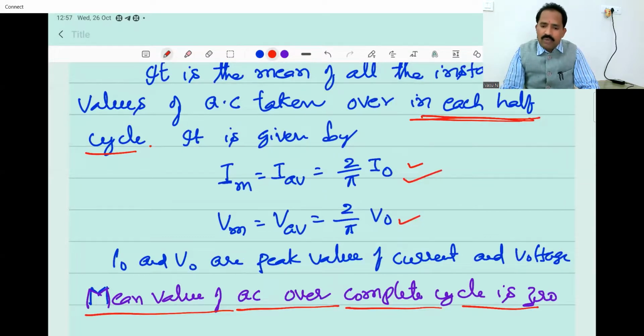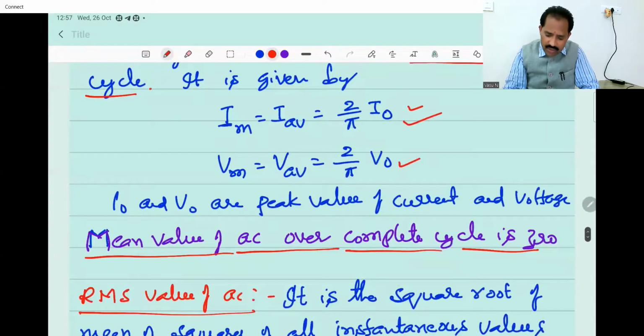I naught and V naught are called the peak value of current and voltage. So remember another important point: the mean value of AC over a complete cycle is 0.